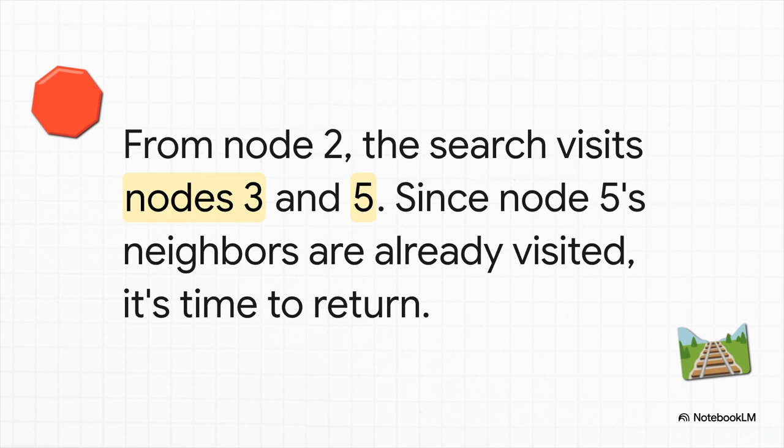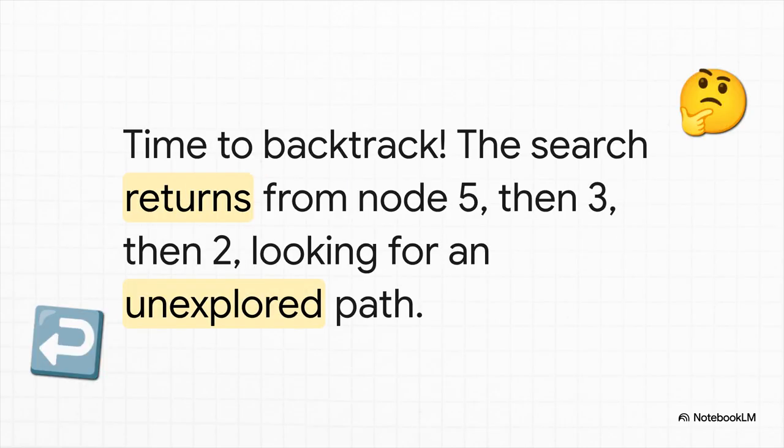But now we're at node 5 and its only neighbors, 2 and 3, are nodes we've already seen. That's it. We've hit a wall, a dead end. So what happens at a dead end? This is the key part. We backtrack. The algorithm literally traces its steps back, going from 5, back through 3, back to 2, searching for the last place it had another option. And in this case, that takes us all the way back to where we started, node 1.